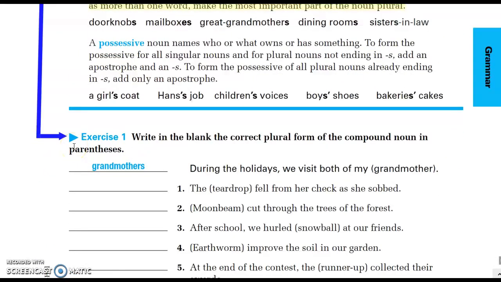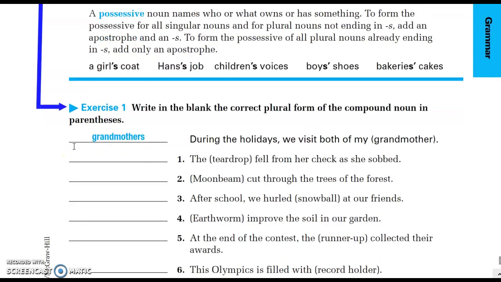The first exercise deals with compound nouns. It says, write in the blank the correct plural form of the compound noun in parentheses. The first example says, during the holidays, we visit both of my grandmother, and you're supposed to turn the word in parentheses, grandmother, into a plural form of that word, and it becomes grandmothers.